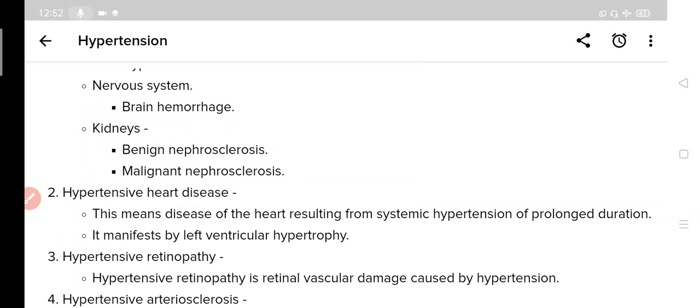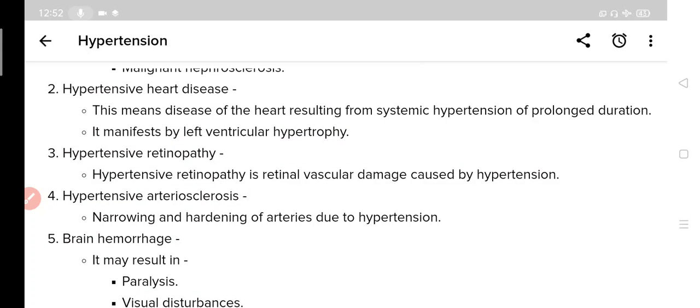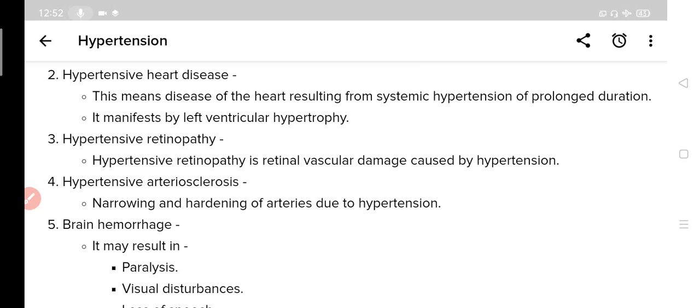Just a short introduction. First one is hypertensive heart disease. What does this mean? This means diseases of heart resulting from systemic hypertension of prolonged duration. So if systemic hypertension is present for prolonged duration, it will cause disease of heart that will be called hypertensive heart disease. And how does it manifest? You can see that it manifests by left ventricular hypertrophy or LVH. So this is hypertensive heart disease.